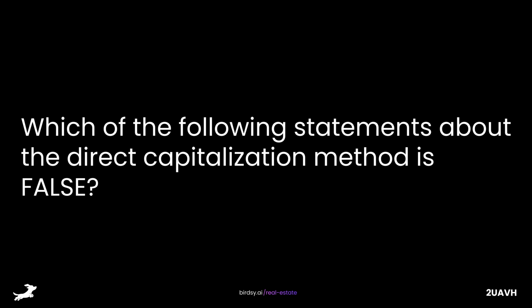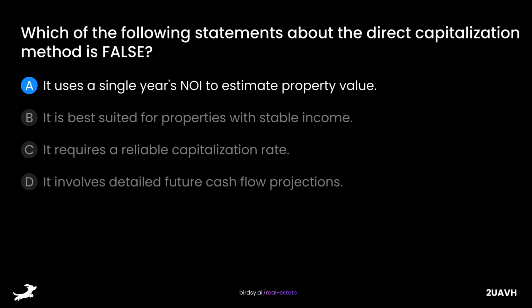Which of the following statements about the direct capitalization method is false? Is it A, it uses a single year's NOI to estimate property value? B, it is best suited for properties with stable income? C, it requires a reliable capitalization rate? Or D, it involves detailed future cash flow projections? The answer is D. It involves detailed future cash flow projections.